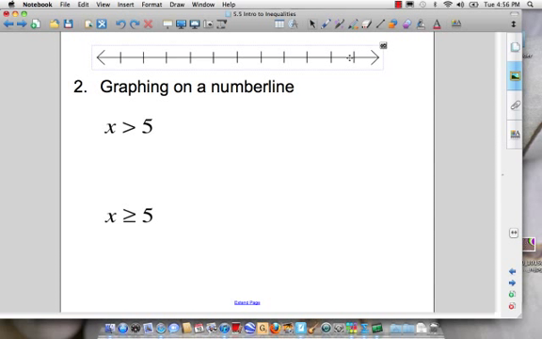Well, I'm going to take this number line and I thought I was going to clone it. I thought I had it on a setting to clone it. There we go.